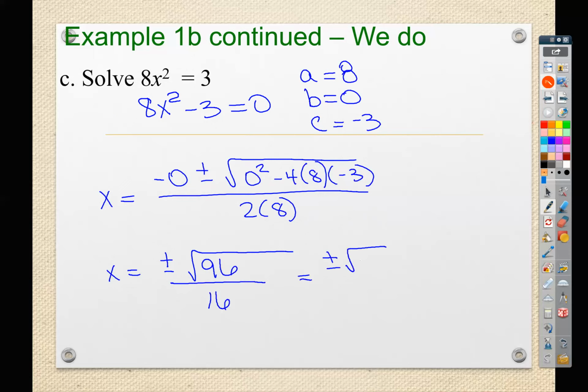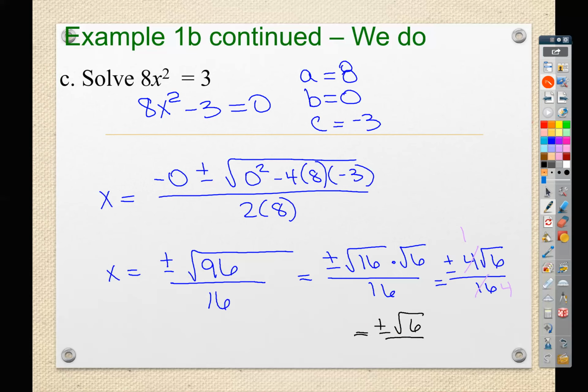96 actually can be broken down into 16 times 6. And then we know the square root of 16 is 4. And now I can simplify my outside numbers. So my final answer is now going to become positive or negative square root of 6 over 4.